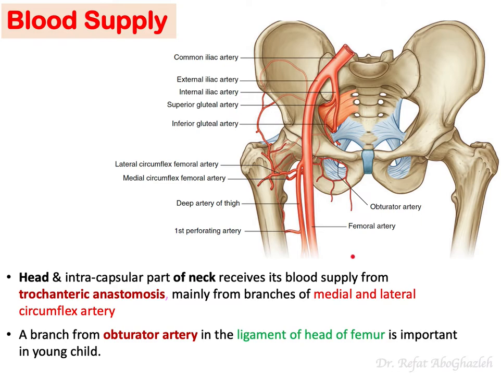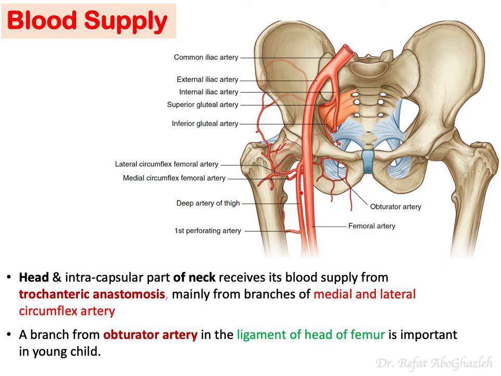So the blood supply of the hip joint is important, and you have to know that the hip joint in general is supplied by an anastomosis known as the trochanteric anastomosis. You remember the greater trochanter and lesser trochanter, so this anastomosis is known as the trochanteric anastomosis, in which there are 4 blood vessels that help in forming that anastomosis around the head and neck.